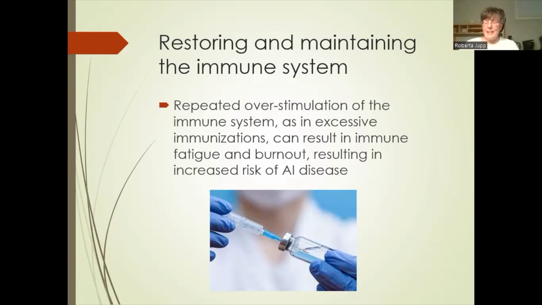So whenever we repeatedly overstimulate our immune system, it could result in burnout. So again, if you're going to take some immunizations, try to stretch them out as much as possible and avoid as many as you can if you don't really need them.